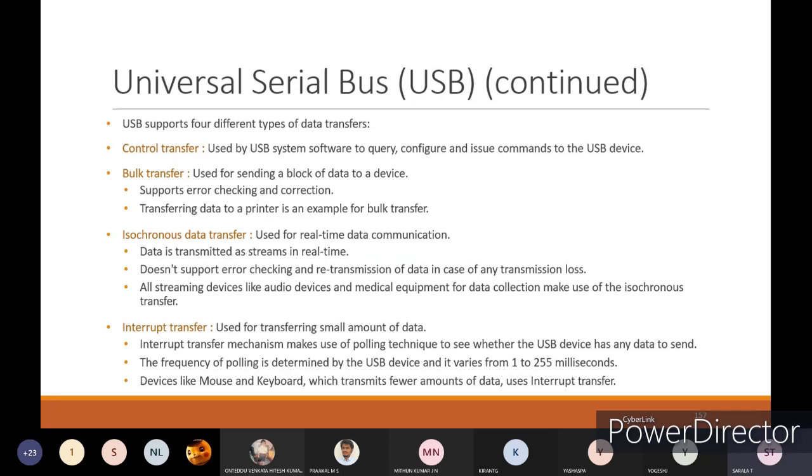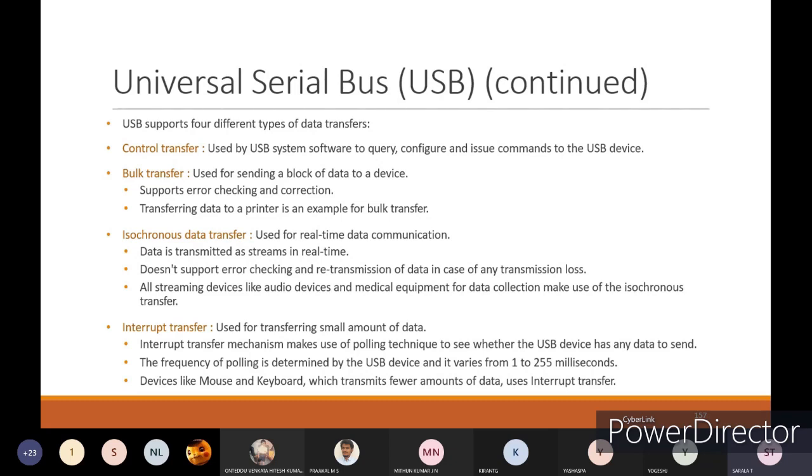All streaming devices, audio devices and medical equipment for data collection make use of isochronous transfer. See, whenever we are dealing with ECGs or any medical device for oxygen levels or pulse rates, or whatever, it should always have real-time data transmission. If any error occurs in between, then you have to discard that data and wait for the next real-time output. That's why in medical devices and audio devices you go for isochronous data transfer.